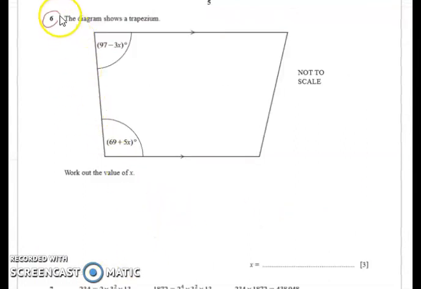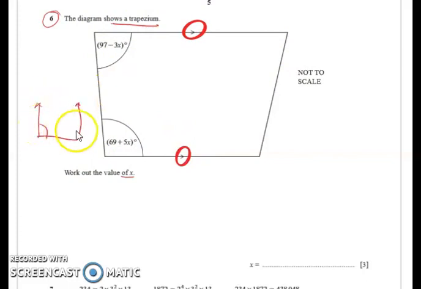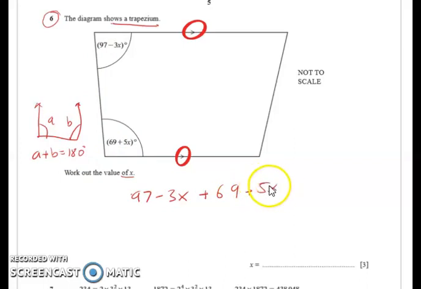Okay, this is question number 6, and it shows a trapezium, and they want the value of x over here. What we notice over here is that there is a line here. So remember the concept: the A plus B must be equal to 180, right? We are using this concept to solve this. So it's 97 minus 3x plus 69 plus 5x equals 180.